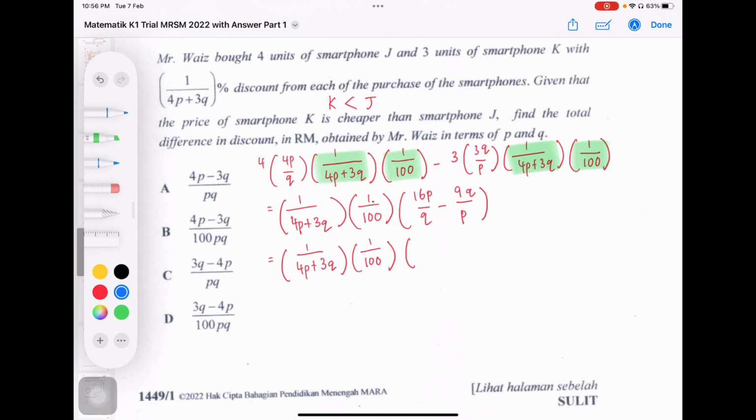For this one, when you want to minus the fraction, you need to make sure the denominator, the below there, must be the same. So what you can do is cross multiplication that you learned during primary school. From this, you will get... This one you learn during Form 2, factorization.